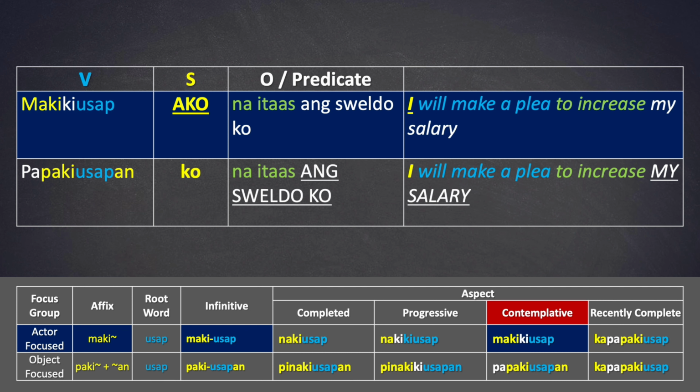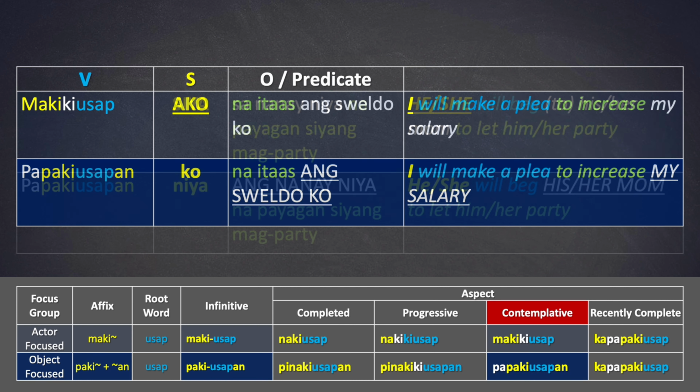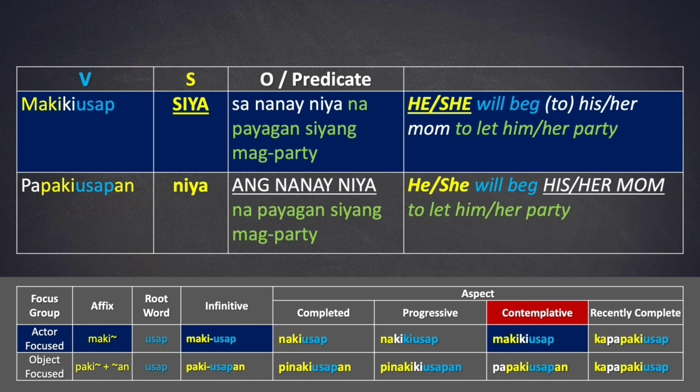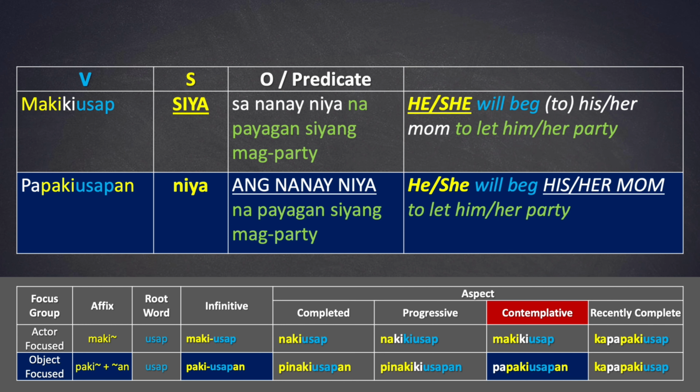Makikiusap ako na itaas ang sweldo ko. I will make a plea to increase my salary. Papakiusapan ko na itaas ang sweldo ko. I will make a plea to increase my salary. Makikiusap siya sa nanay niya na payagan siyang mag-party. He or she will beg his or her mom to let him or her party. Papakiusapan niya ang nanay niya na payagan siyang mag-party. He or she will beg his or her mom to let him or her party.